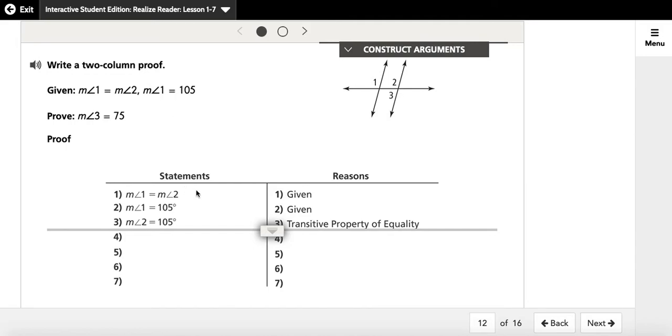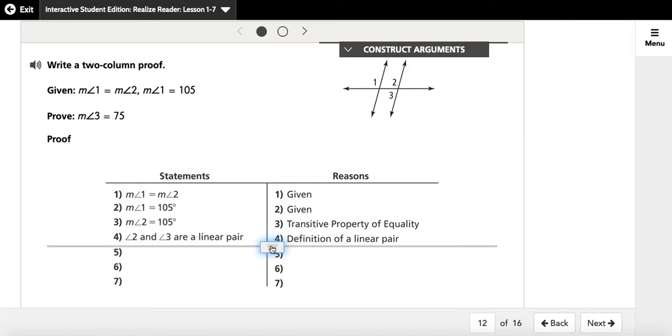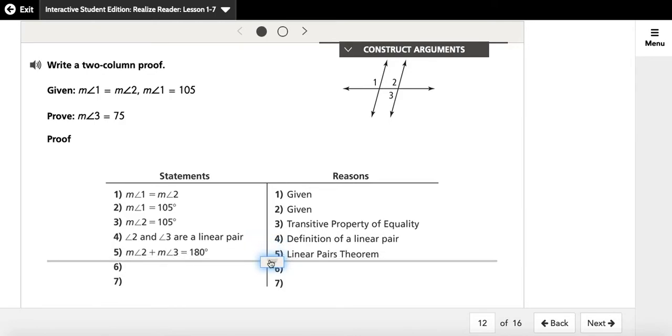because we already have, I should be looking up here, I should be looking down here. We have the measure of angle 1 equals measure of angle 2, measure of angle 1 equals 105, and from transitive we can just say measure of angle 2 equals 105. Now, definition of a linear pair, because it forms a line, we can say angle 2 and angle 3 are a linear pair. And since they're a linear pair, the linear pairs theorem states that the measure of angle 2 plus the measure of angle 3 has to equal 180.